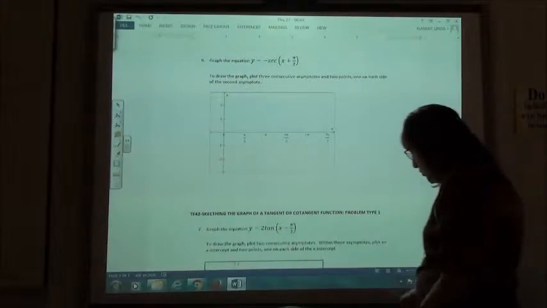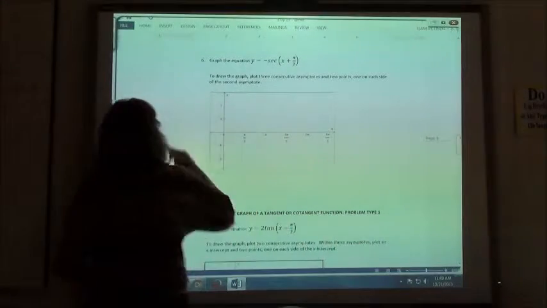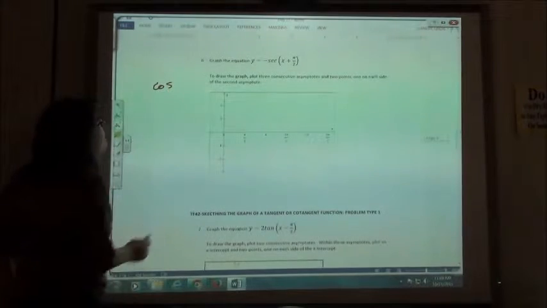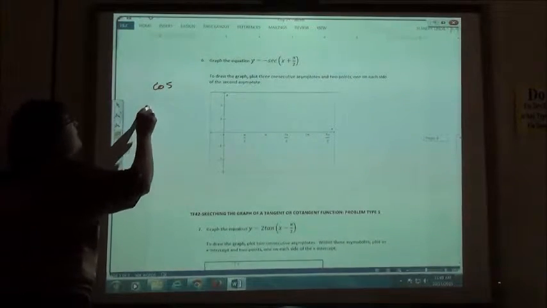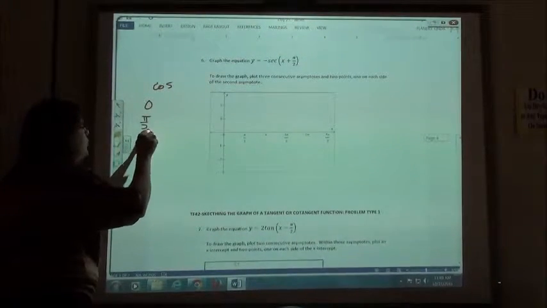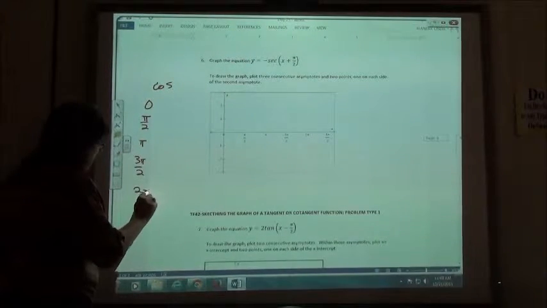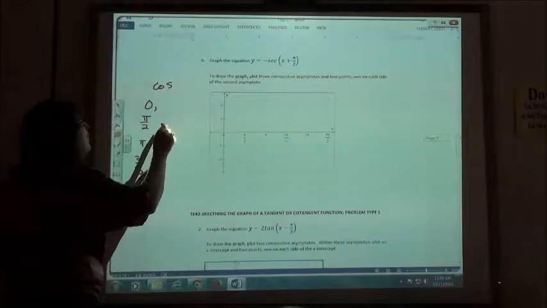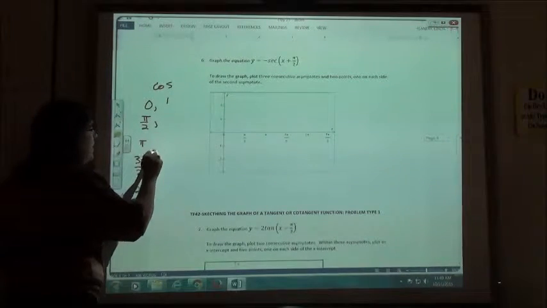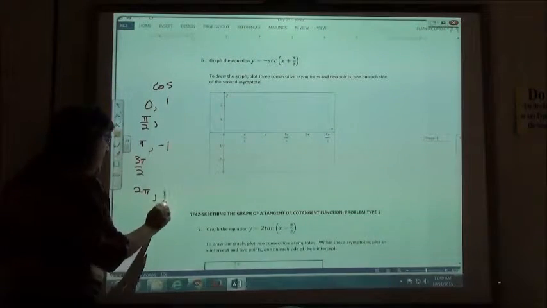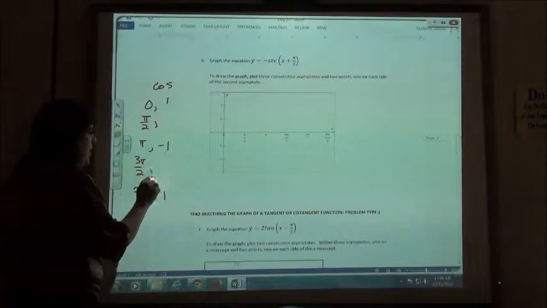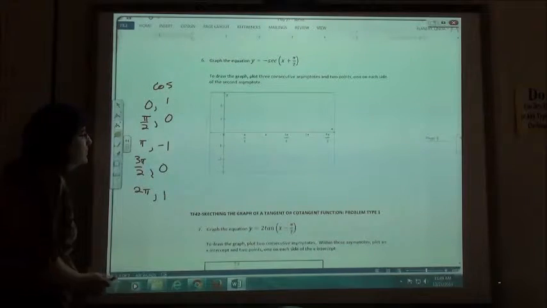And number 6, we're doing the secant curve again. The secant is the inverse of the cosine. And so my normal cosine, 0, pi over 2, pi, 3 pi over 2, and 2 pi. My normal cosine curve starts up. In the middle it's down. At the end it's up. And in between each of those we're at our zeros.